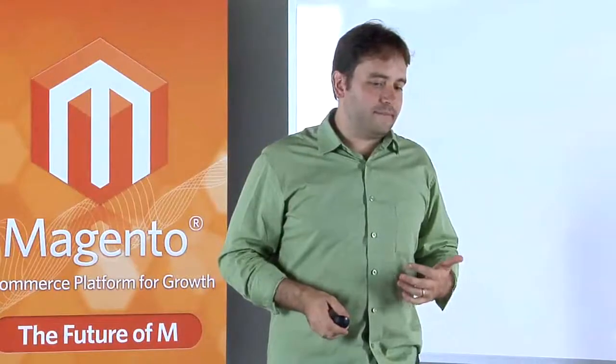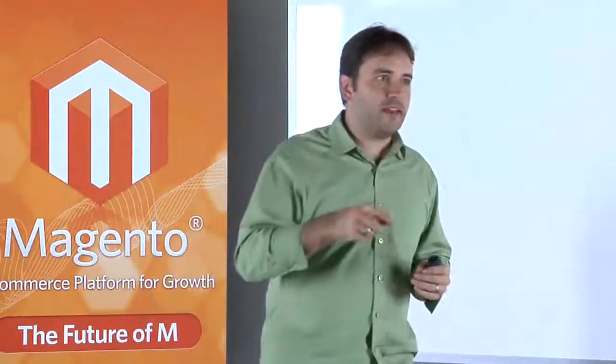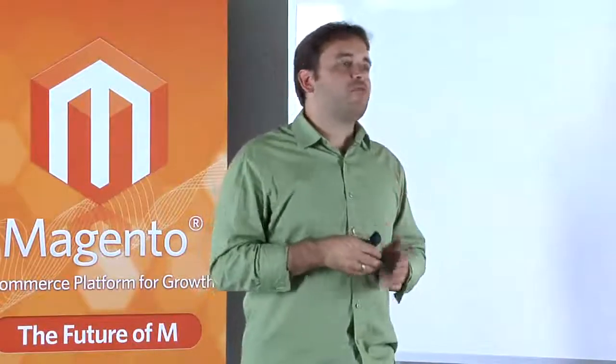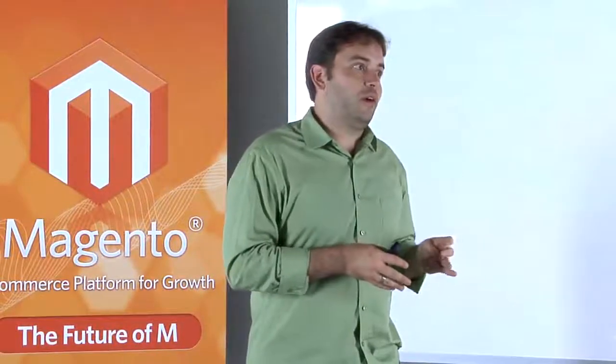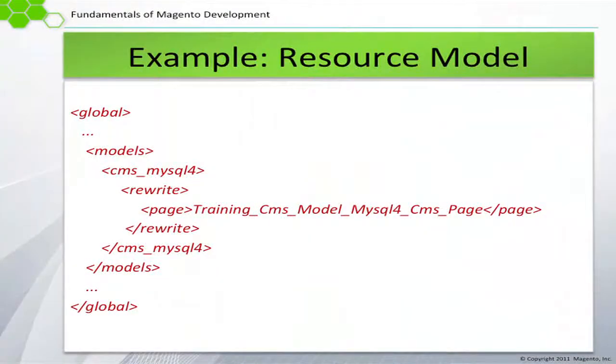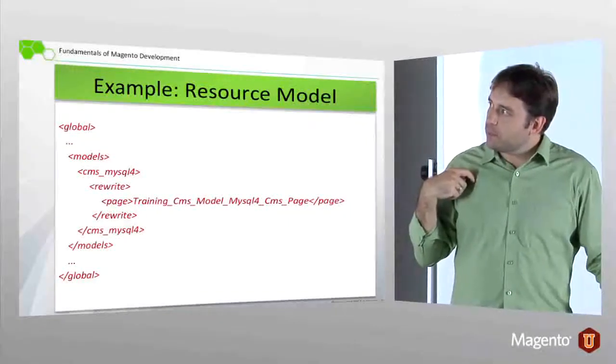And those are a little bit trickier because there's an extra step that we go through. Basically, we have to reference one node to actually find out the node to use for rewrites with resource models. The need here, of course, is that, in the case of a CMS page, the resource models are what we use to deal with the storage of entities.